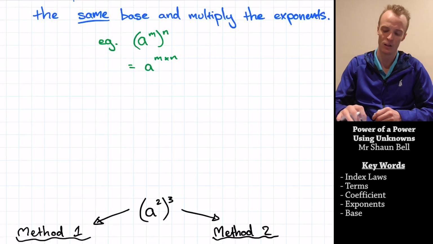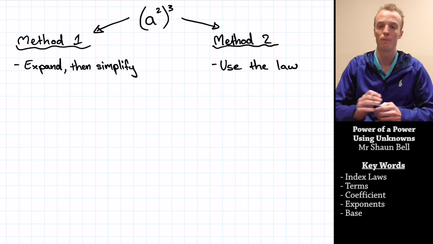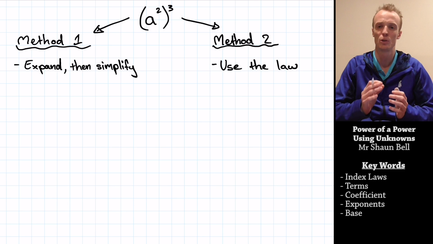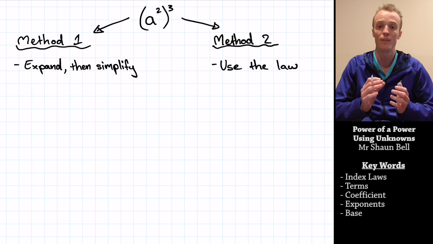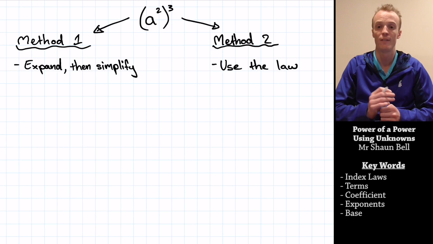So let's take a look at that law when we apply it to a problem that has an unknown in it. Now throughout this video, I'm going to use two different methods with each problem. Method 1, I'm going to expand each problem and simplify it so you can see how the process works. But method 2 is the preferable way to do these problems, where we're going to apply the power of a power law to find the solution. So let's take a look here.